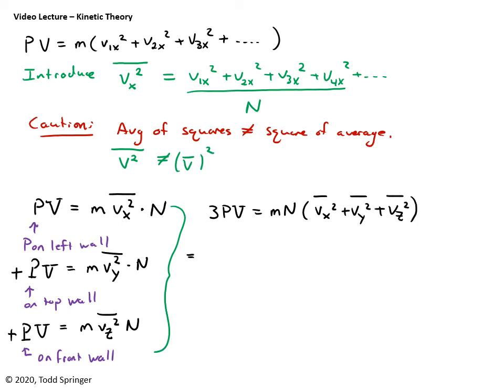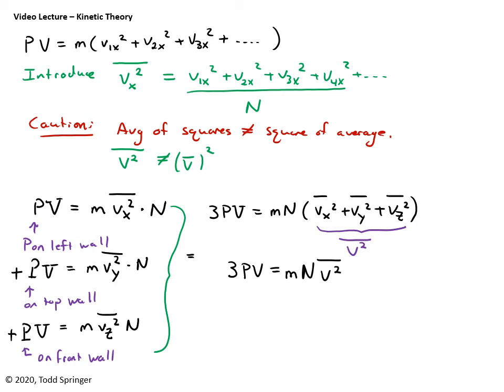Well, what does that remind you of? The x component squared plus the y component squared plus the z component squared. That's just the magnitude of the speed squared, right? So this quantity here is just the whole speed squared averaged. So I get 3PV is equal to m N v squared bar, the average of the speed squared.